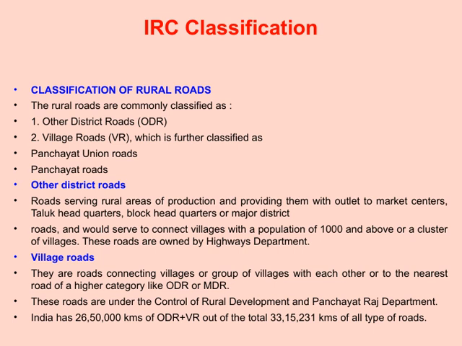Roads serving rural areas are primarily those that connect production areas to market centers, taluk head offices, or block headquarters. These are vital for rural development because they help facilitate the movement of goods and people. These roads usually serve villages with populations of 1,000 or more, or groups of smaller villages that are clustered together. Interestingly, these roads are owned by the Highways Department, which indicates their importance in the overall road network.